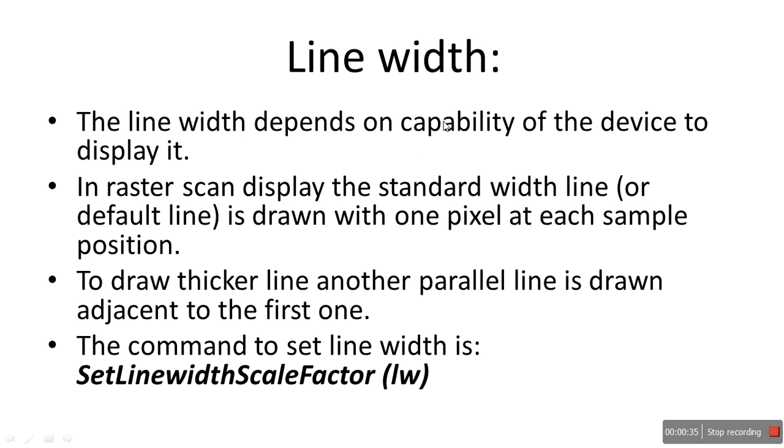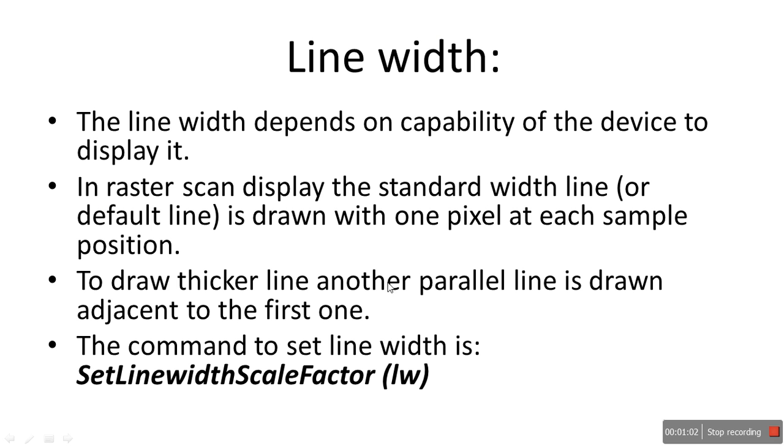Okay, so first we'll learn about line width. The line width depends on the capability of the device to display it. So it depends whether this device can display different widths for a line, or it has some default capacity above which it cannot go. In a raster scan display, the standard width of a default line is drawn with 1 pixel. So the default value for line width is 1 pixel at each sample position.